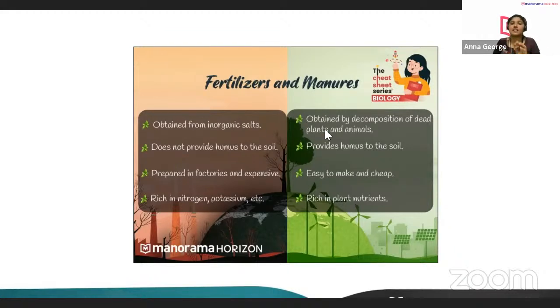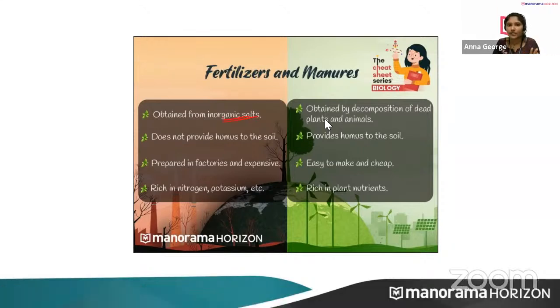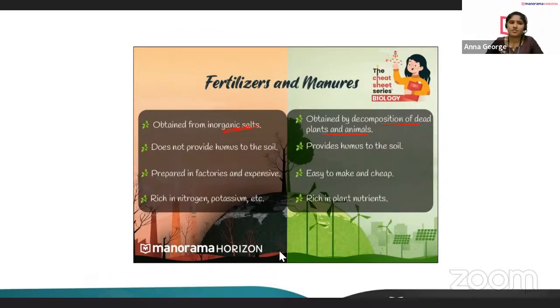Yes, fertilizers are made of chemicals. So these are the differences between fertilizers and manures. Fertilizers are obtained from inorganic sources. They are chemicals and they are man-made. And manures are obtained by the decomposition of dead plants and animals. And do you know how these manures are created by farmers? Do you have any idea about that?